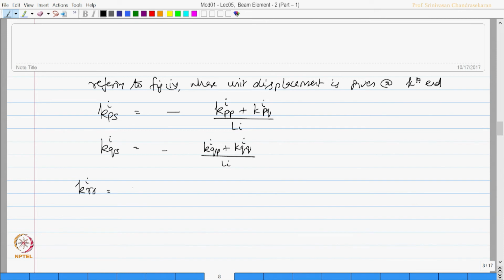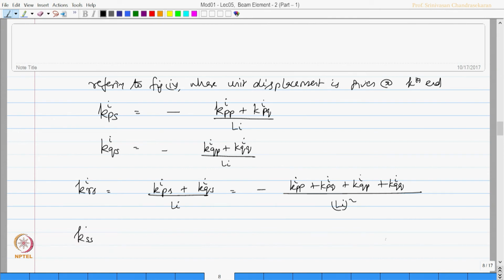Therefore, Krs will be Kps plus Kqs by Li, which will tell me minus of Kpp, Kpq, Kqp plus Kqq by Li the whole square, whereas Kss will be positive of Kpp plus Kpq, Kqp and Kqq of Li square.